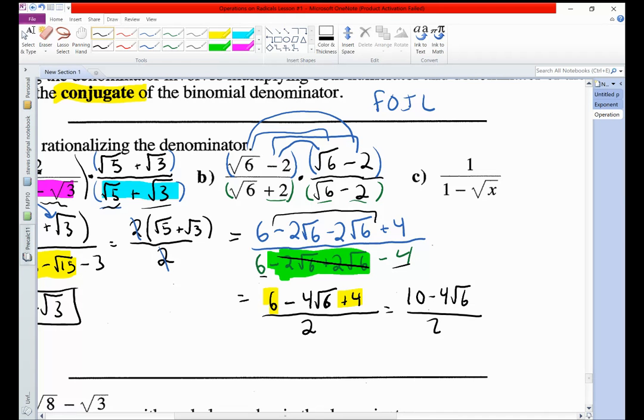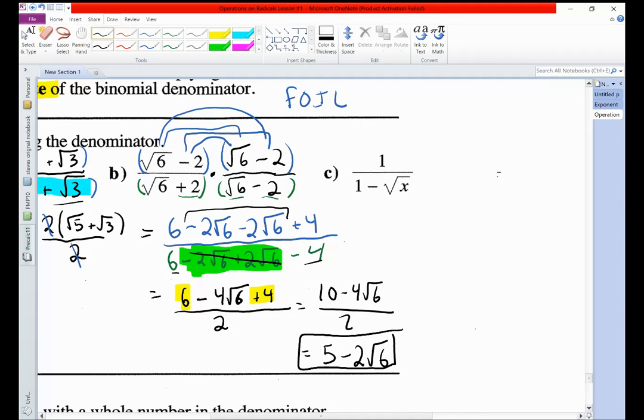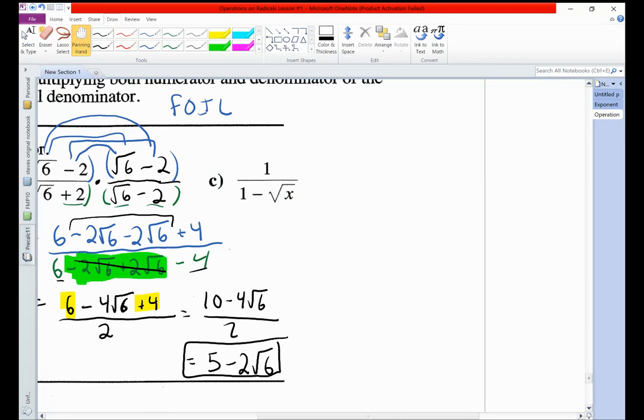And then we know 10 divided by 2 is 5. 4 divided by 2 is 2. And that's our final answer right there. 5 minus 2 root 6. So we've rationalized the denominator, and we simplified the expression there. On to the next one.